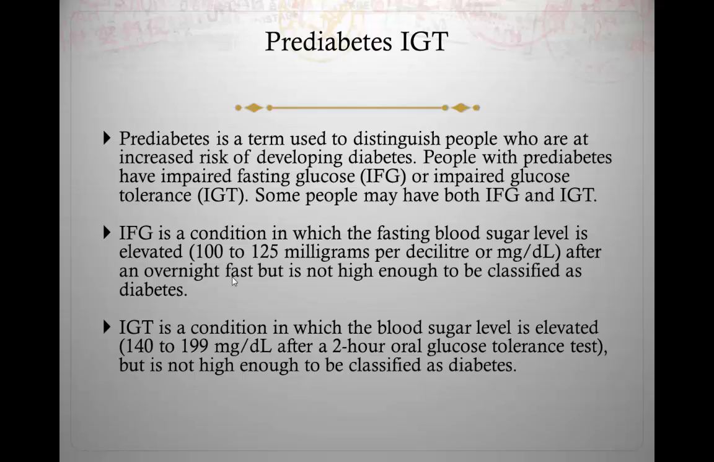Or if the patient has impaired glucose tolerance, it is basically blood sugar levels elevated between 140 and 199, which we already discussed in the first presentation, 2 hours after a postprandial glucose tolerance test.